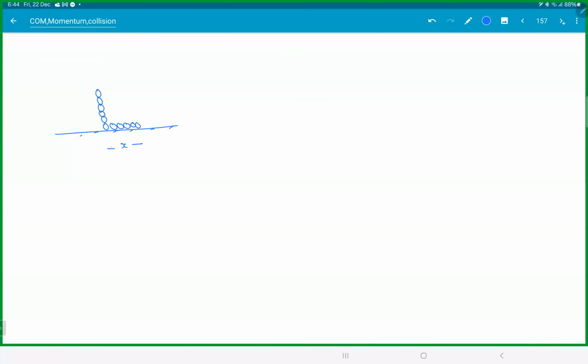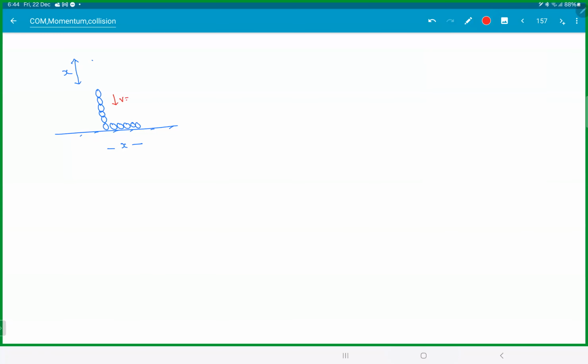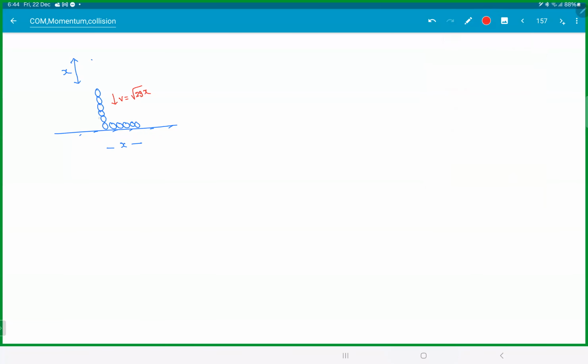So when this is x, that means the chain has fallen how much? x, isn't it? That means the speed of this chain will be root over 2gx, because it's in free fall, so the acceleration is constant. When this hits the floor, for dx, the change in momentum will be lambda dx into v. So F will be dp by dt, which is lambda dx by dt into velocity, which is lambda v square, which is 2 lambda gx.